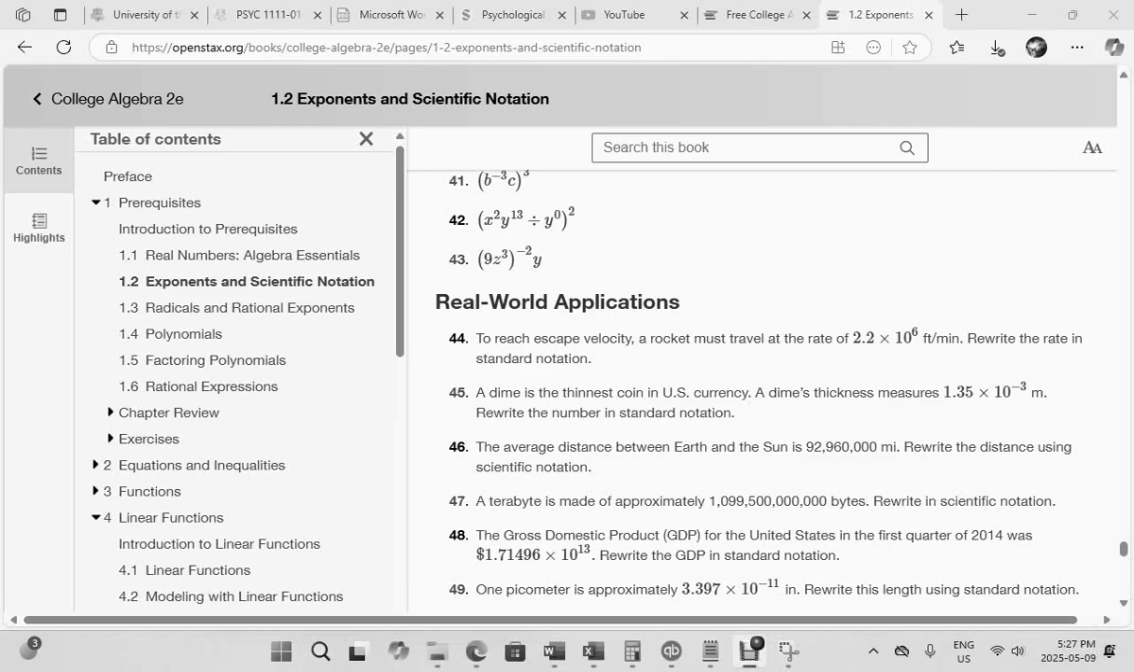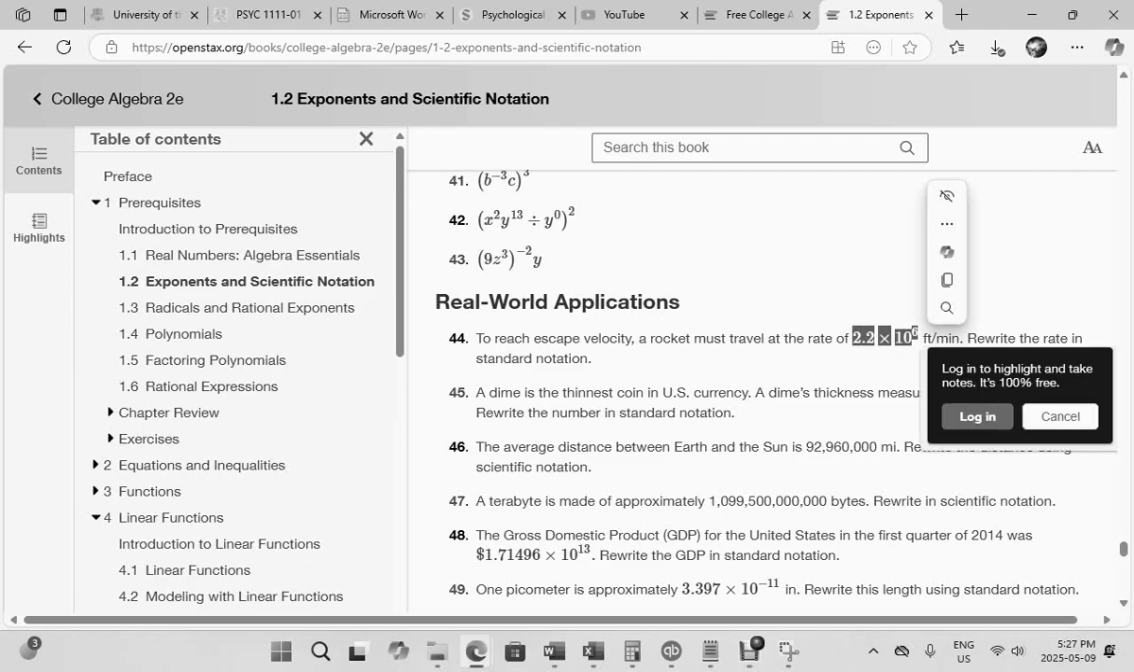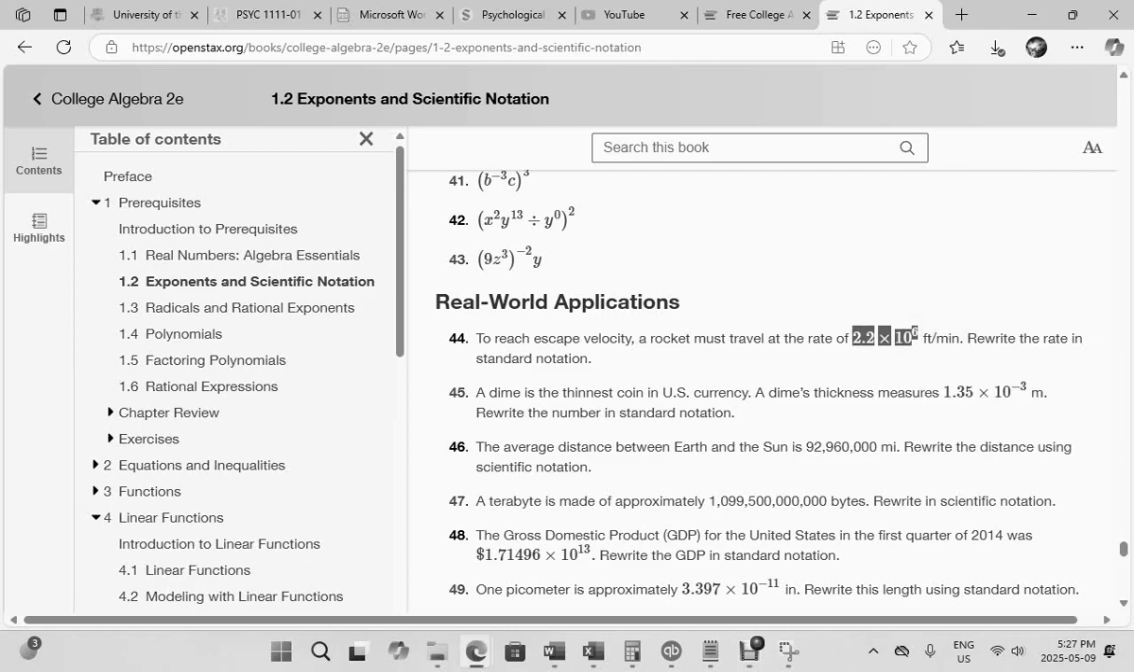Okay, now for those of you who don't know what an exponent is, it is any number on top of your base. For example, in 2.2 times 10 raised to 6, the exponent is 6 for the base 10. Further down, in 3.397 times 10 raised to negative 11, the exponent is a negative exponent, which is negative 11 for the base 10.